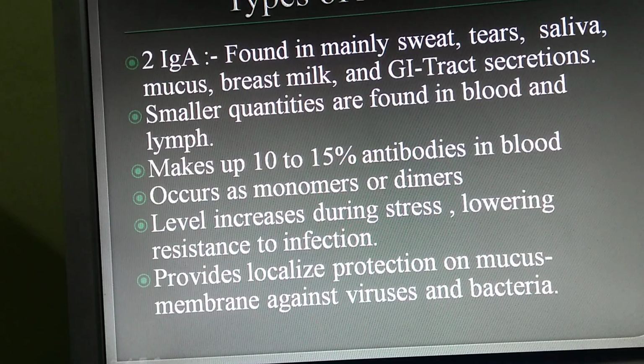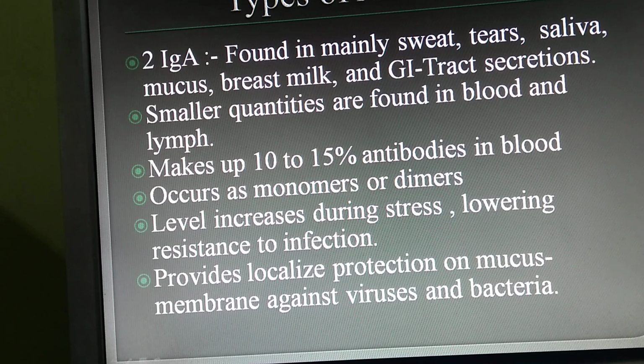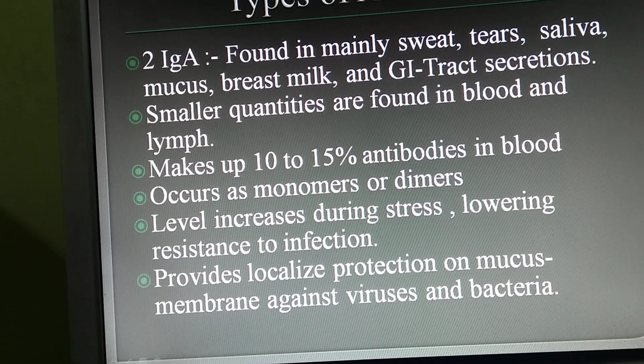Second one is type A, which is found only in sweat, tears, saliva, mucus, breast milk, and gastrointestinal tract secretions. Smaller quantities are found in blood and lymph. It makes up about 10 to 15% of the antibodies in the blood and occurs as monomers or dimers. Monomers means a single unit and dimers is two units together.